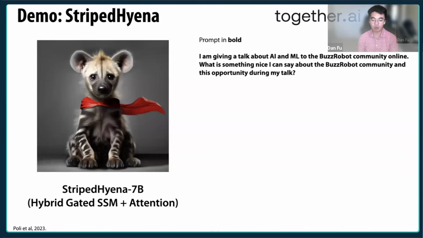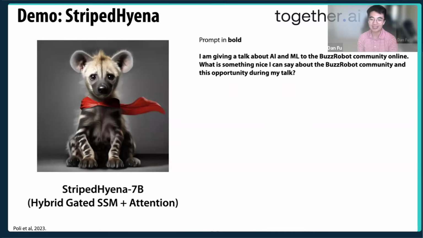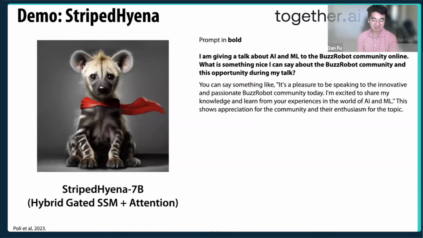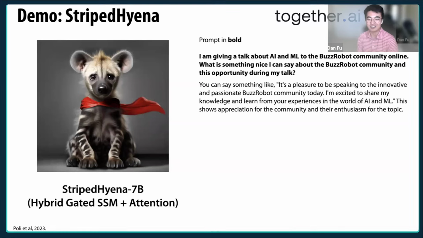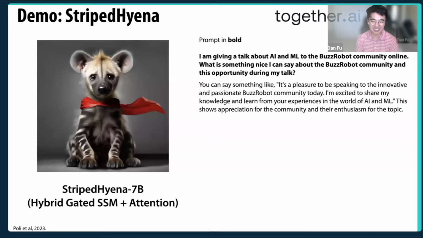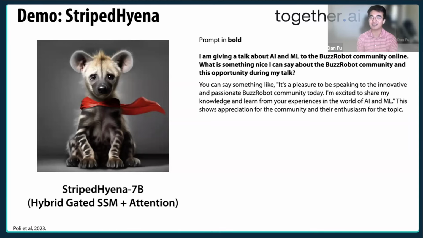And this morning I said, hey, I'm giving a talk about AI and machine learning to the Buzz Robot community. What's something nice I can say about the community? And they gave me something a little bit generic. "It's a pleasure to be speaking to the innovative and passionate Buzz Robot community today." I assume that the community did not exist when this model was being pre-trained, so that was a year and a half ago. So that was a fun little thing.